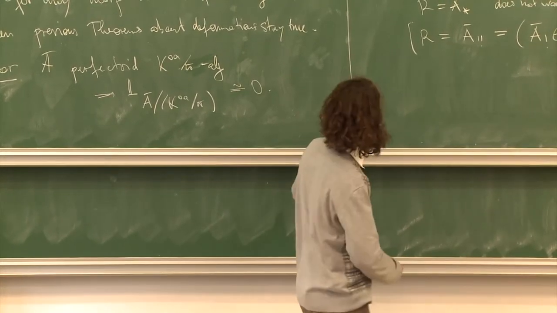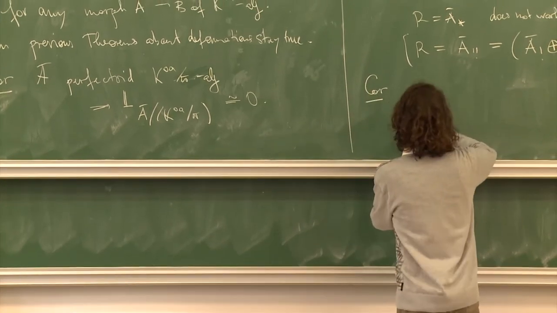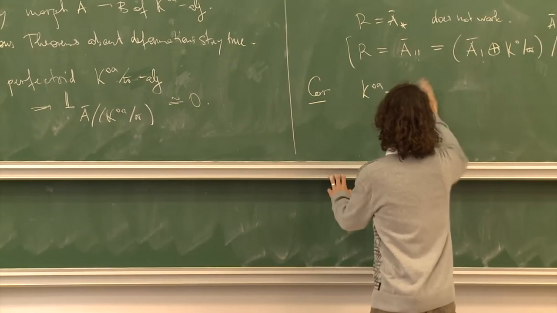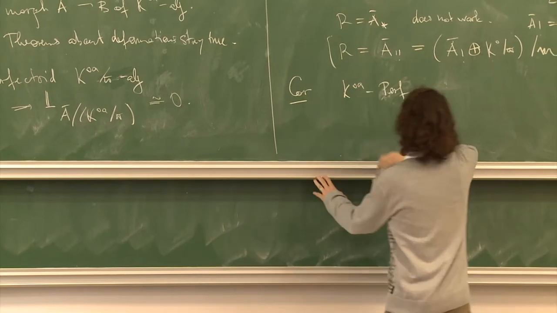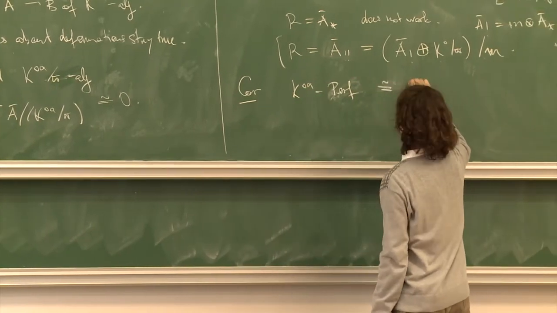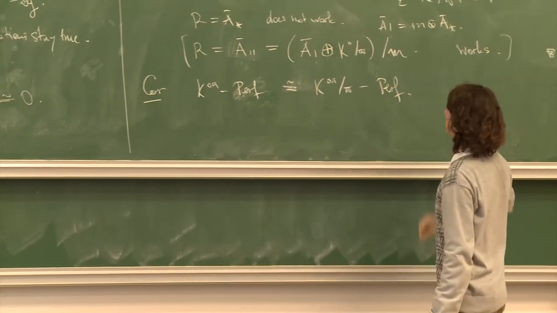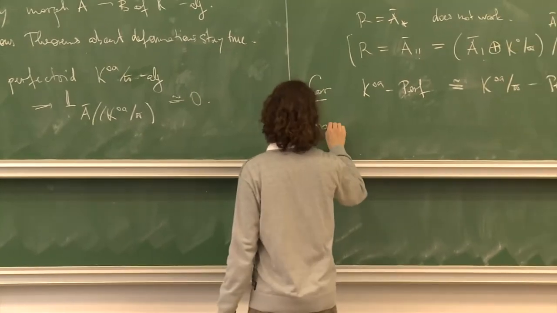Okay, and so as a corollary, we now get that the categories of K0 A algebras, did I write this correctly last time? The perfectoid K0 A algebras and the perfectoid K0 A mod pi algebras are equivalent. So that's for the proof.